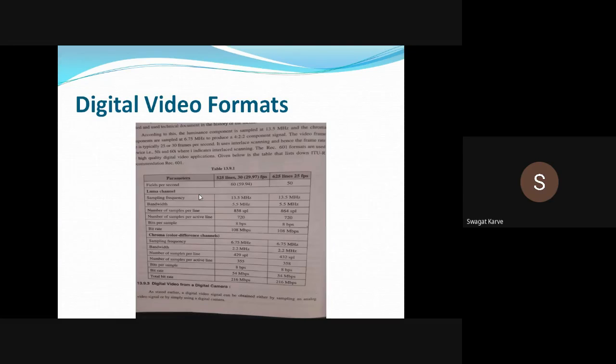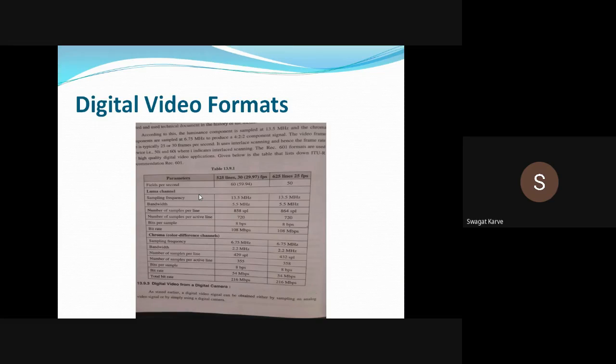So for both it's the same, and it's for the luma channel, that means monochrome. And for chroma, that means the color difference channel, sampling frequency is 6.75 megahertz. Bandwidth is 2.2 megahertz for both techniques. Number of samples per line is the only difference: in the first case it's 429, and in the second case it's 432 samples per line. Bits per sample is also the same, 8 bits.